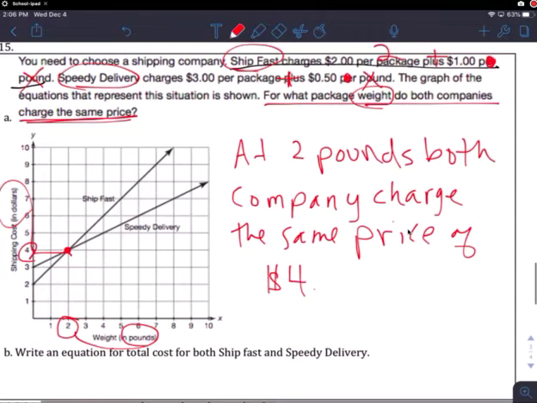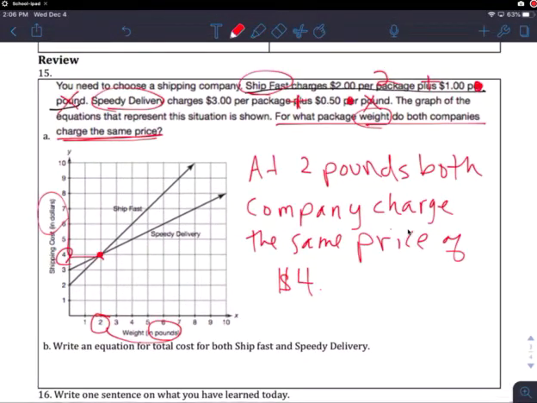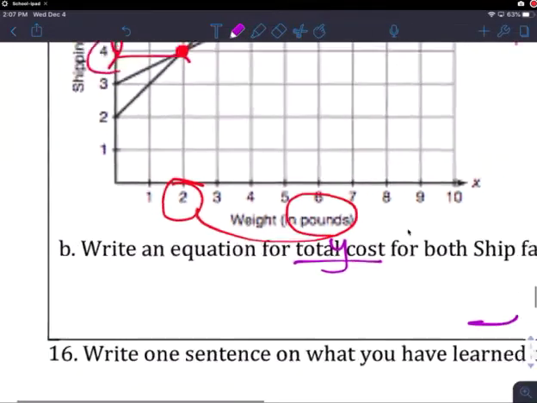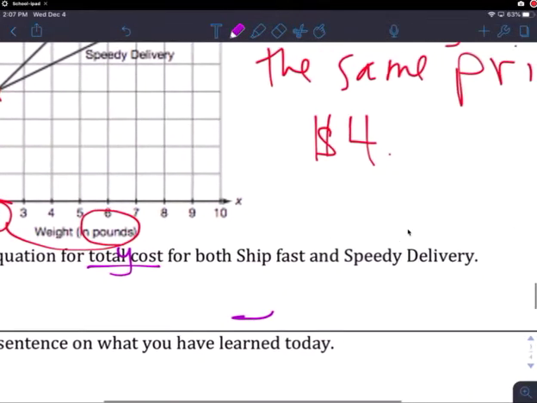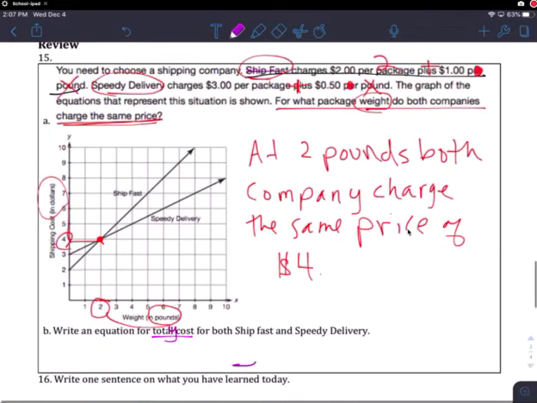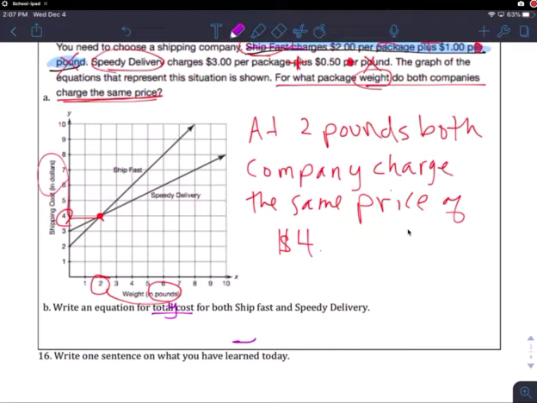Okay. And letter B, write an equation for the total cost. So we're writing an equation where y is total cost for both ShipFast and Speedy Delivery. ShipFast is right here, $2 per package plus $1 per pound. So y equals, y is total cost, 2 plus $1 per pound x. That is ShipFast.